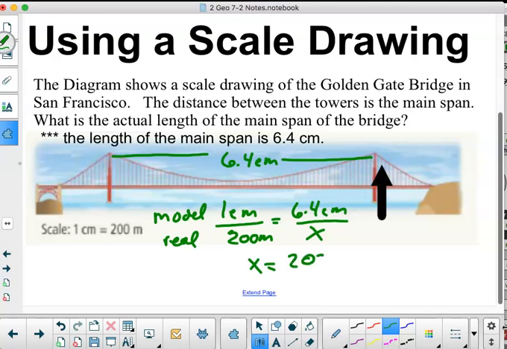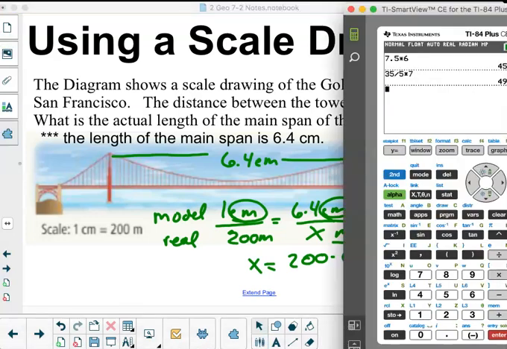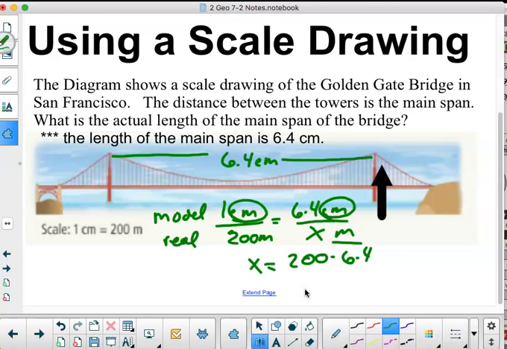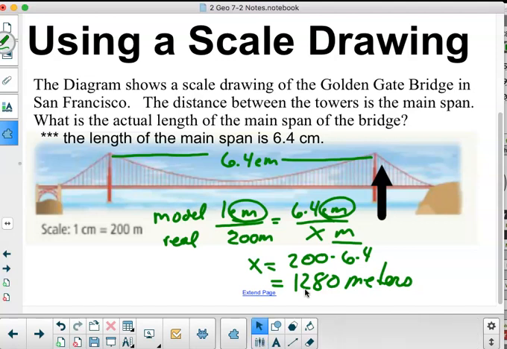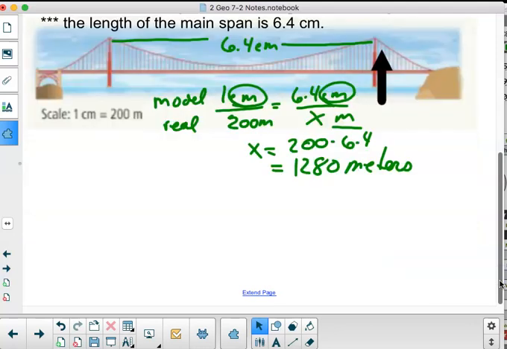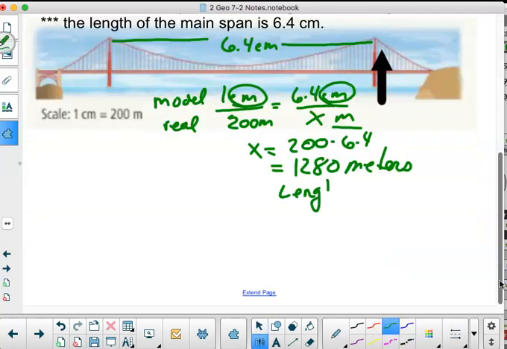Okay, so 200 times 6.4, and that's going to give us our total meters, because these are centimeters and I'm looking for meters down here. So I'm looking for the value of X. So I take my calculator, and we got 200 times 6.4, and that is going to be 1,280. So I have 1,280 meters between the pillars. The main span is 1,280 meters. Okay, that's the length of the main span.